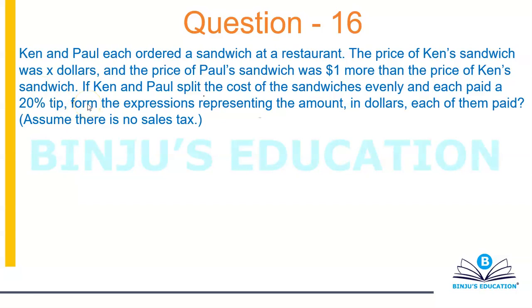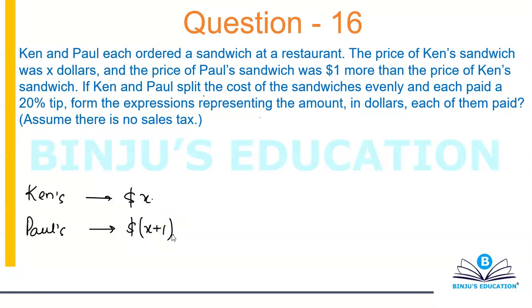Ken and Paul each ordered a sandwich at a restaurant. The price of Ken's sandwich was X dollars. So for Ken's sandwich, the price was X dollars. And the price of Paul's sandwich was one more than the price of Ken's sandwich, so that will become X plus $1.